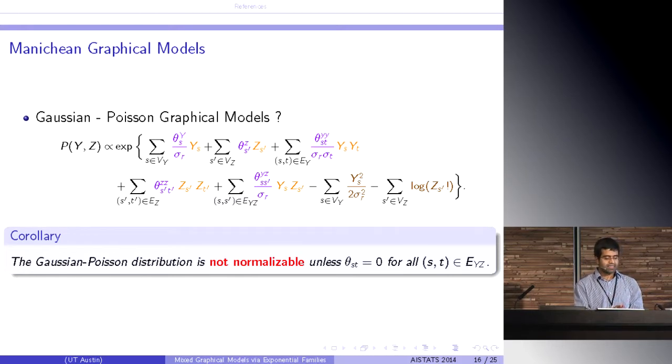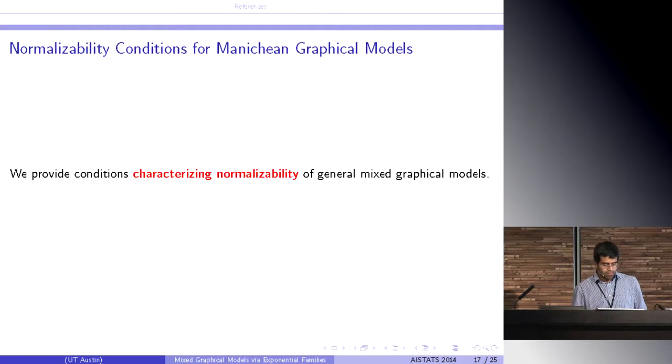And so here, it turns out that if you do an arbitrary mixing and matching of, say, Gaussian and Poisson, the interaction terms between the Gaussian and the Poisson data types have to be 0. Okay, so it's essentially the only way you're going to get a Gaussian-Poisson mixed graphical model is as a product of a Poisson graphical model times a Gaussian distribution. Okay, so that's the only way to get a normalizable distribution.